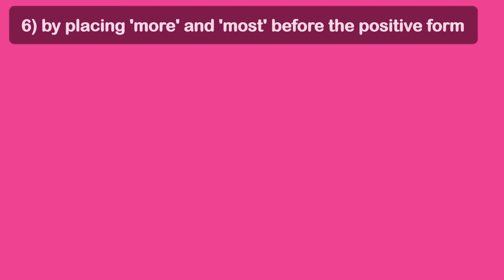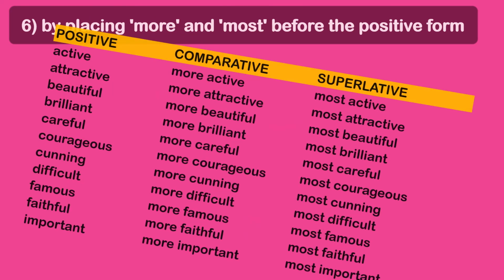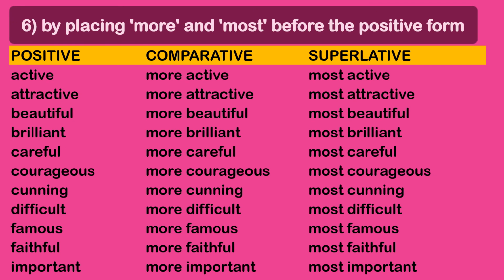Now how will we use more and most before the positive form? Here it is written positive, comparative and superlative. It is related to syllables. More and most we use before those for comparative and superlative when the word in the positive degree is of more than two syllables. Just pronounce them. Active is related to three syllables. It is a combination of three syllables.